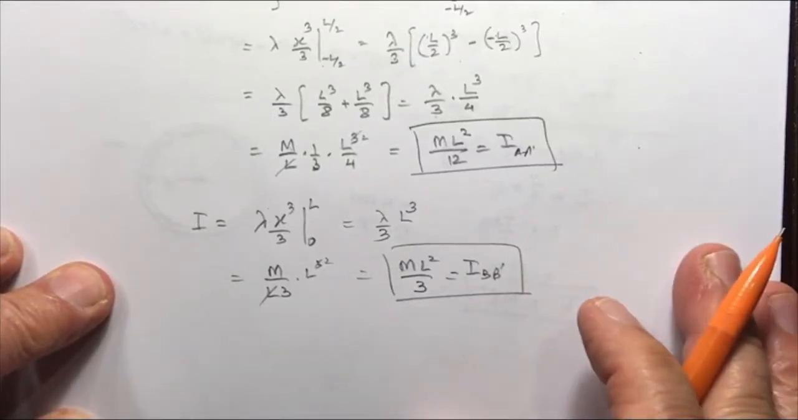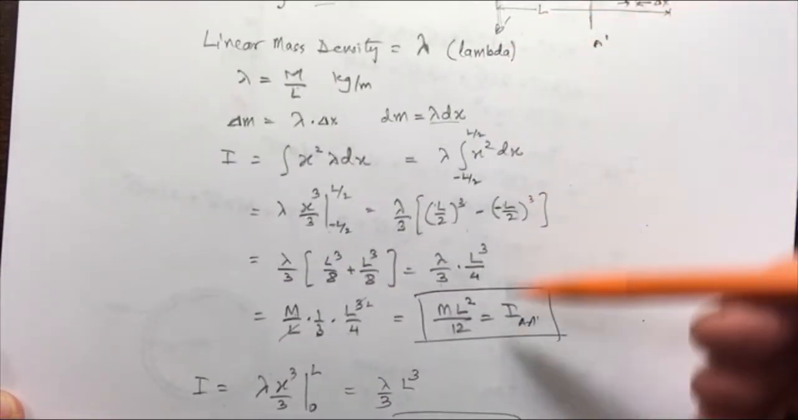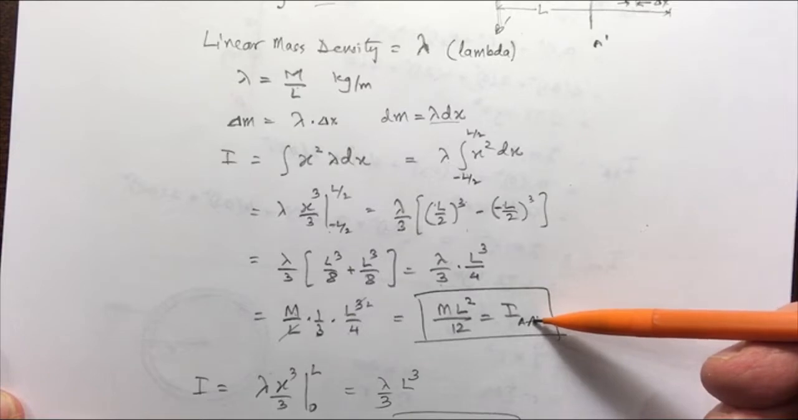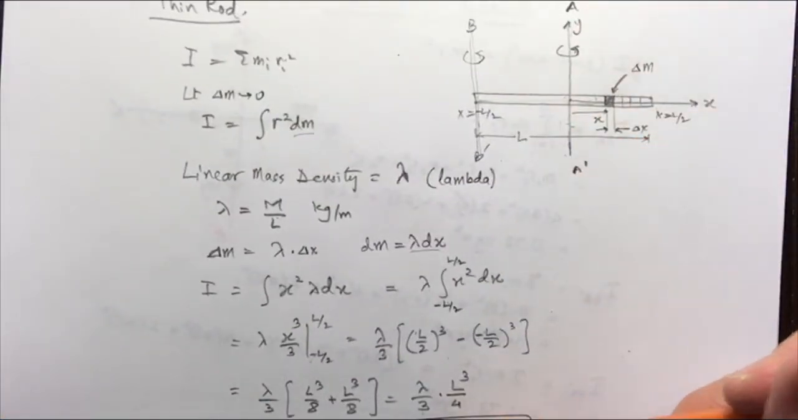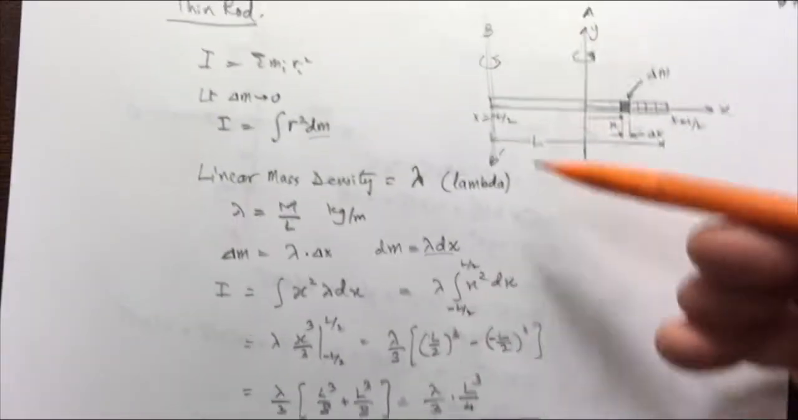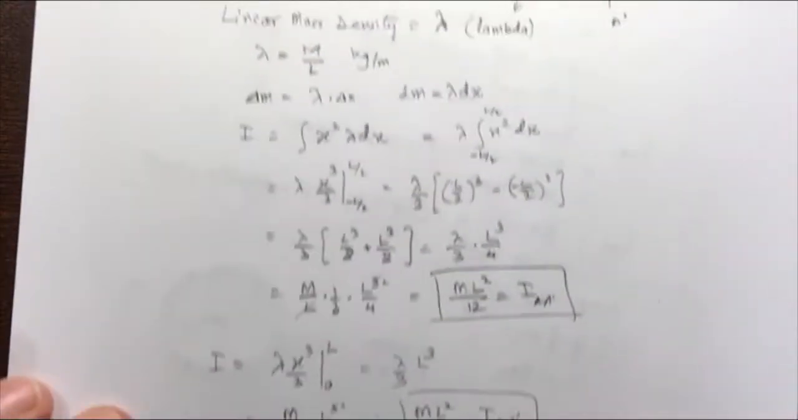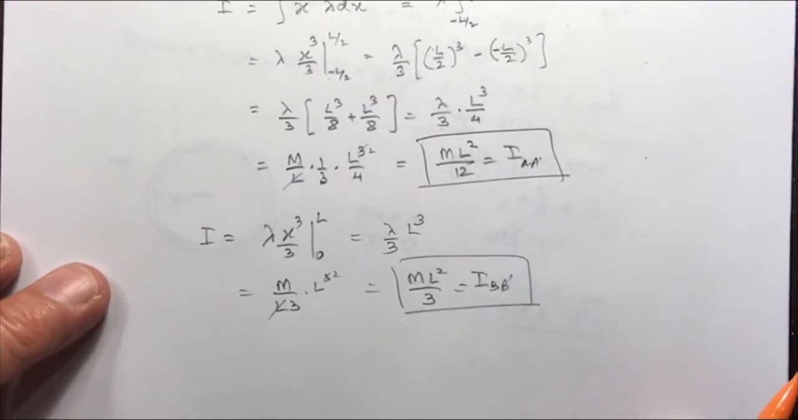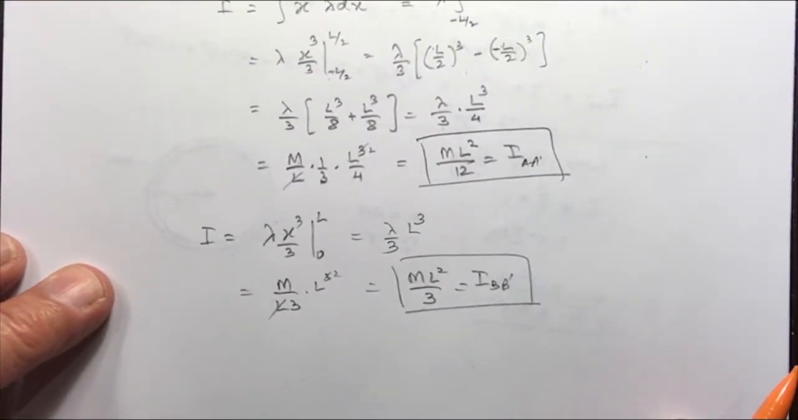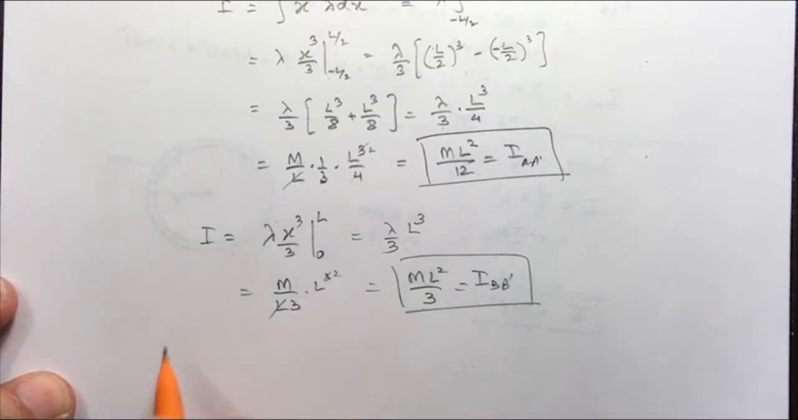Okay, so we just did the moment of inertia about the axis AA prime, which came out to be ml squared by 12, and then the moment of inertia about the axis at the edge, which came out to be ml squared by 3. Let's write what we call the parallel axis theorem.